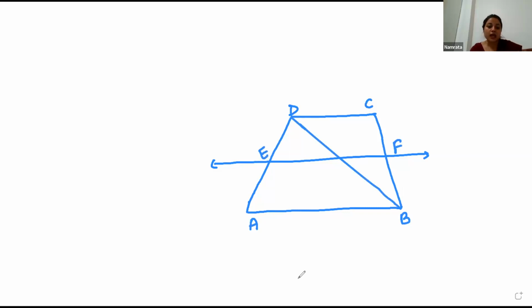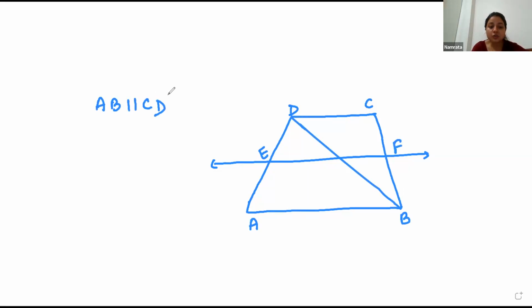It says ABCD is a trapezium in which AB is parallel to CD. Already given that AB is parallel to CD. And BD is the diagonal, as you can see, BD is the diagonal over here. And E is the midpoint of AD. As we can see, E is the midpoint of AD.